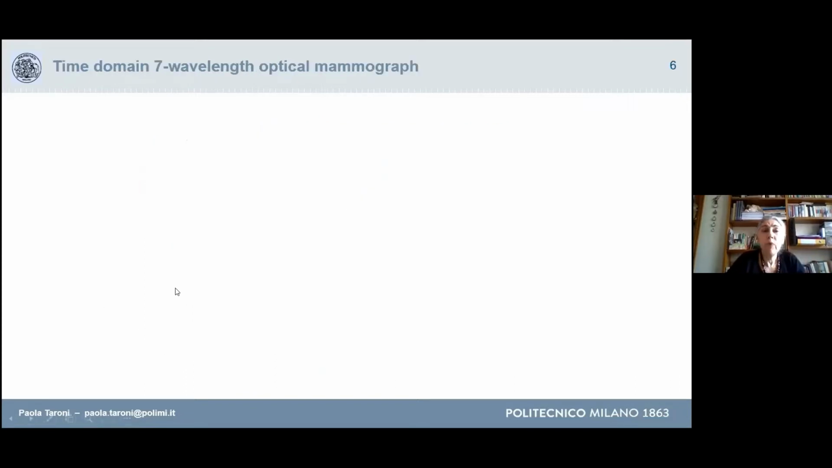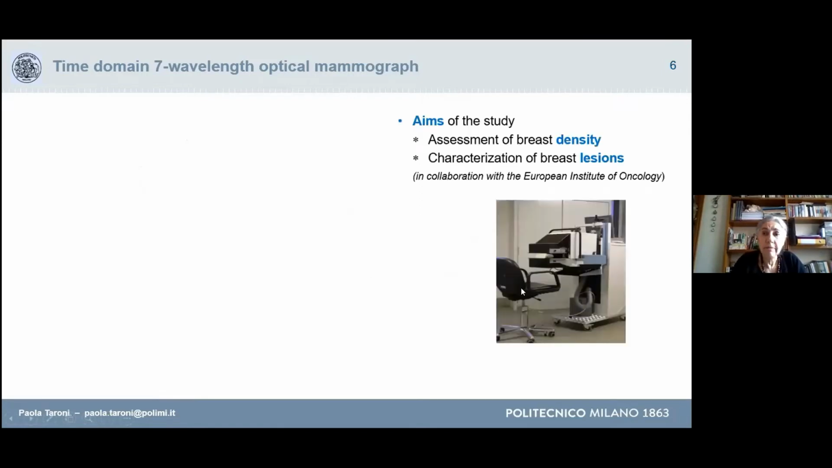With that in mind, we have developed our optical mammograph that I've shown you, that operates in the time domain at 7 wavelengths in compressed breast geometry, the same geometry that is used for X-ray mammography, but with a much milder degree of compression. And the instrument was used in collaboration with the European Institute of Oncology in a study with a twofold aim: the optical assessment of breast density as a risk factor, and also the optical characterization of breast lesions to improve the discrimination between benign and malignant breast lesions.